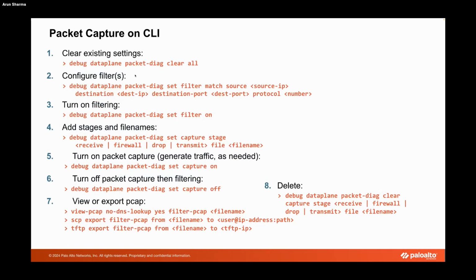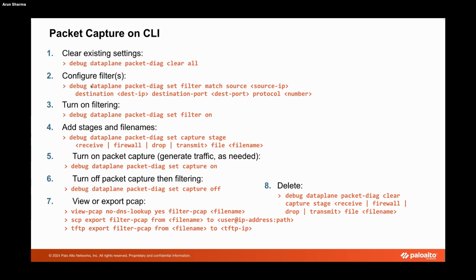Okay, so these are a few settings which we have on the CLI. The command debug dataplane packet-diag clear all just clears all the settings which we already have. Then we can configure a filter. Remember, these are the IDs, which look like this in the CLI.